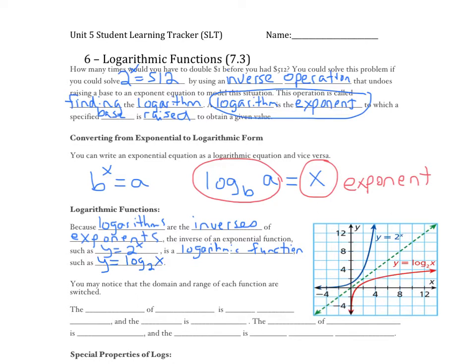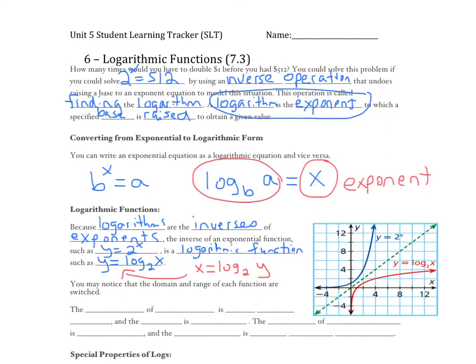And keep in mind, when we do inverses, we switch the x and the y. So while these both say y equals, we can think of it as we really have this. So we have log base 2 of the value y, and that equals x. But as we write inverse functions, we actually write y equals. So keep that in mind as well. You may notice that the domain and range of each function are switched.